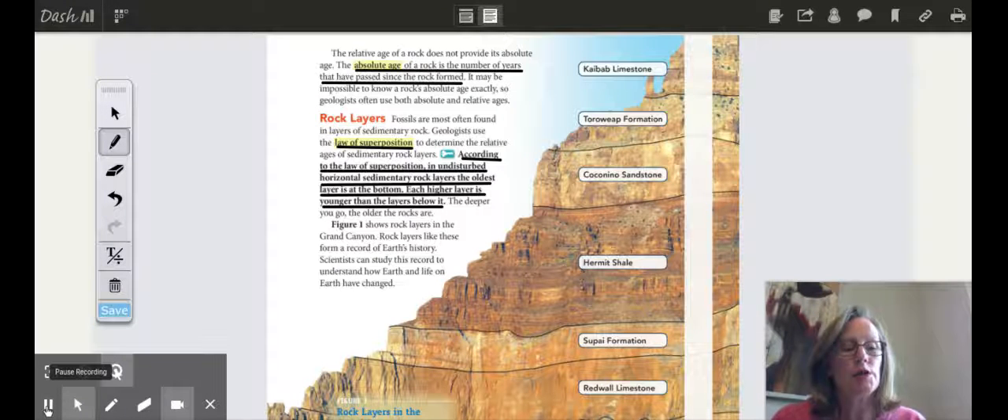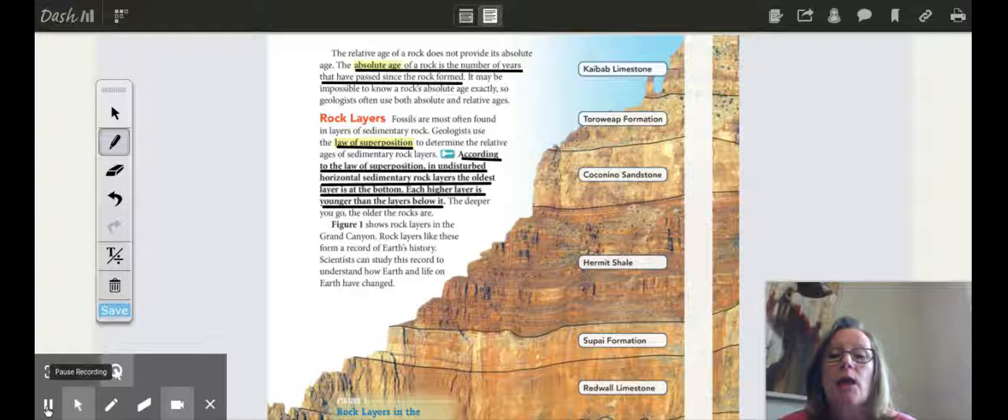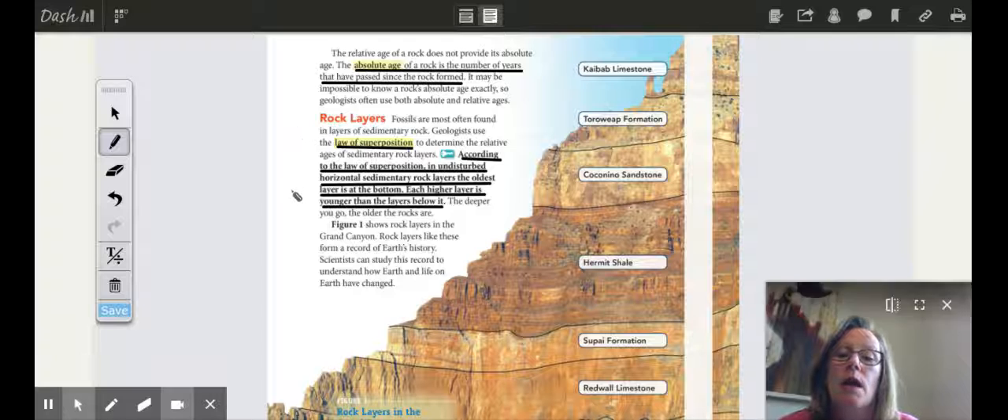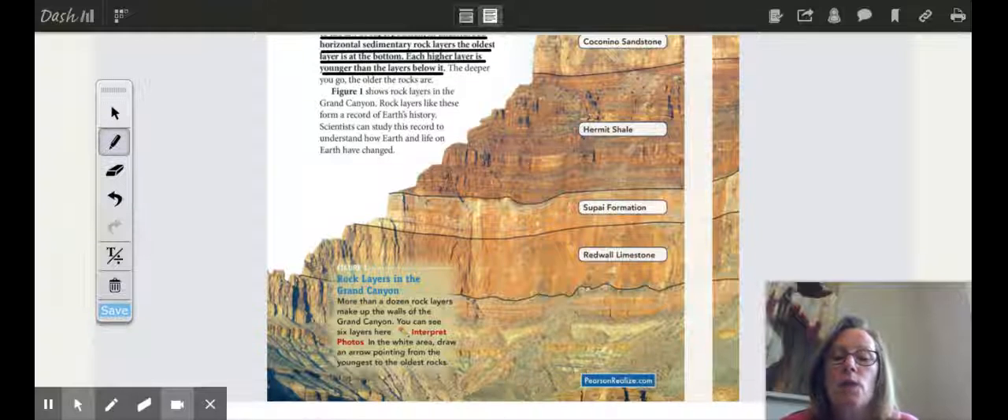Okay, on this page 205, key components to know are the absolute age of a rock, which is the number of years that have passed since the rock formed, and the law of superposition. According to the law of superposition, in undisturbed horizontal sedimentary rock layers, the oldest layer, down here, is found at the bottom, and each higher layer is younger than the layers below. So see how they go and they are different here? If you look there. And so let's do figure 1.